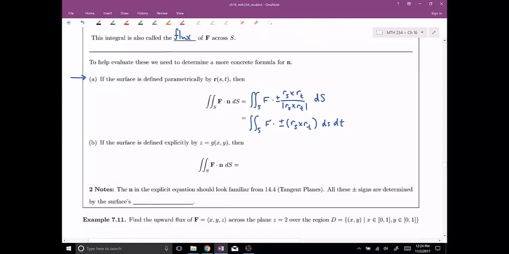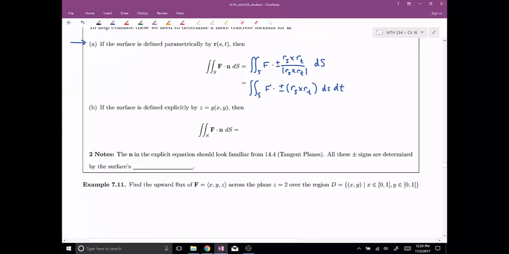Okay. Likewise, if our surface is given to us explicitly, so we have some z as a function of x's and y's, then this flux integral right here is going to be the same thing as the integral over D of f dot. And again, we need this unit normal vector here. We have to choose our orientation still, so we're going to have a plus and a minus, and then our vector for a nice explicit surface is going to be the partial of g with respect to x, the partial of g with respect to y, and then -1.